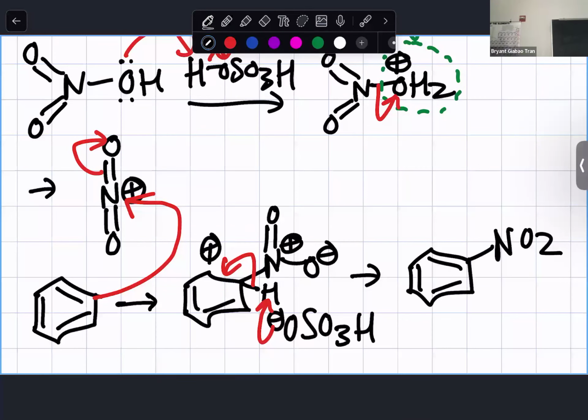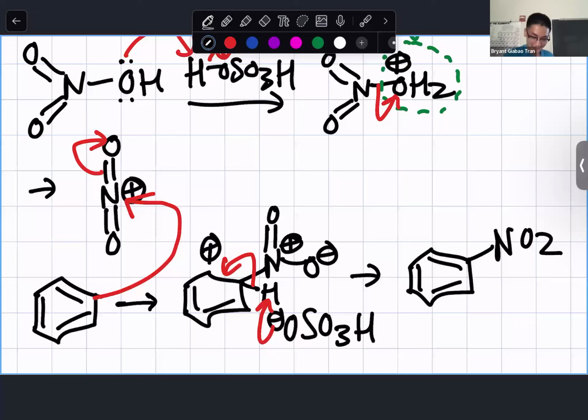Do you guys know if NO2 is an EDG or EWG? EWG, right? Because the very first atom attached to the system is positively charged, it's an EWG. This is different than NH2. If you see NH2, that's an EDG, because NH2 will have a lone pair of electrons that is partial negative. So keep in mind the difference between NO2 and NH2. So that is nitration.